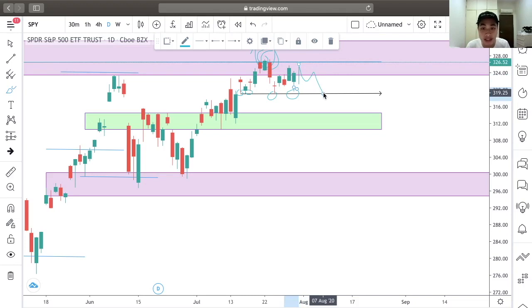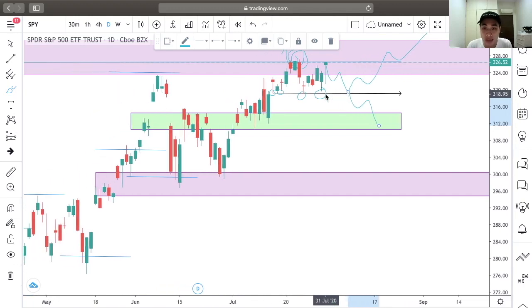Whether it can find support, it might find support at this point and continue to move up, or it might break below this support level, and the next support level would be at this zone over here. This is the next support zone that I'm taking a look at if prices do break below this support level.